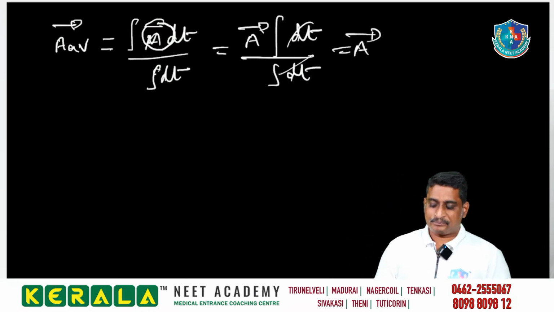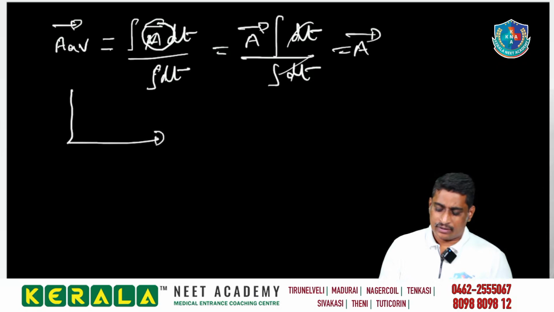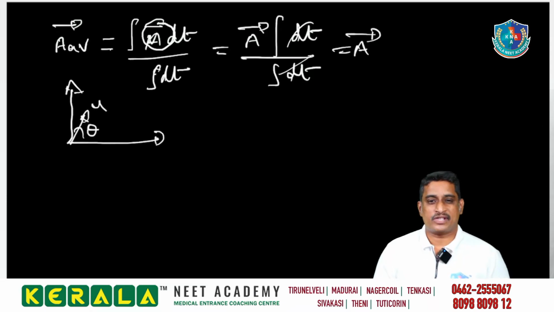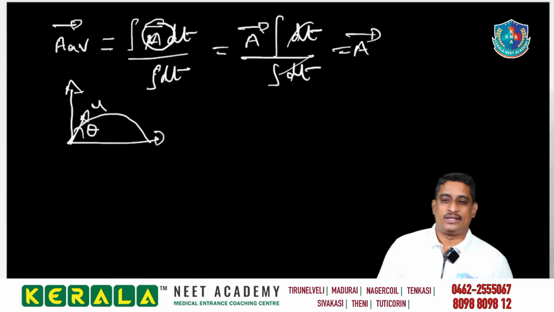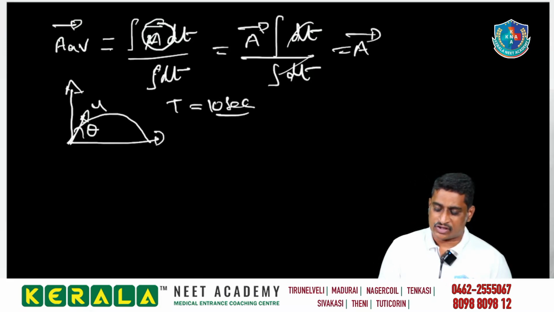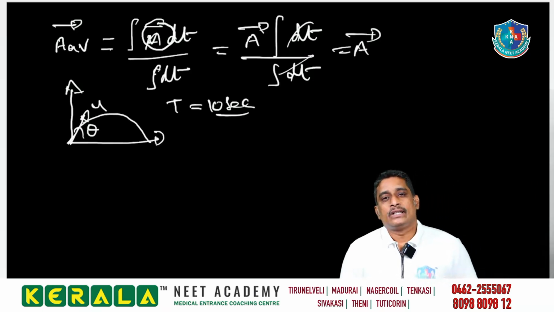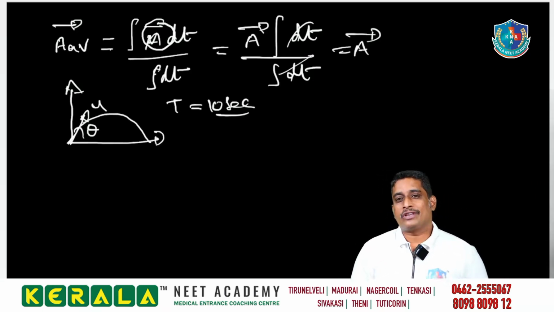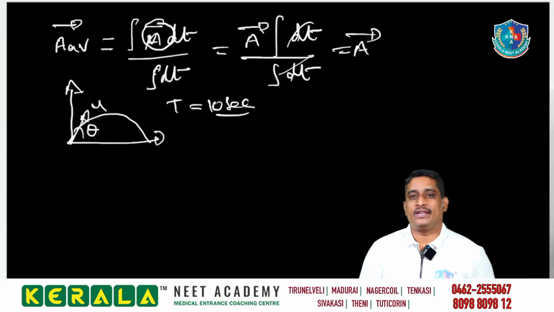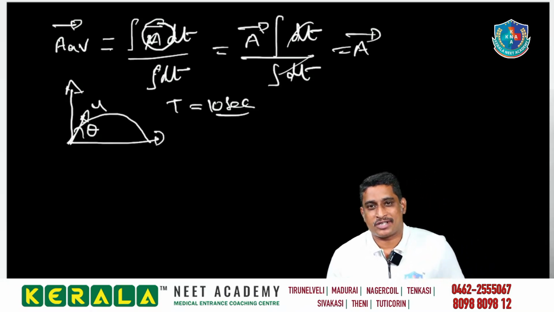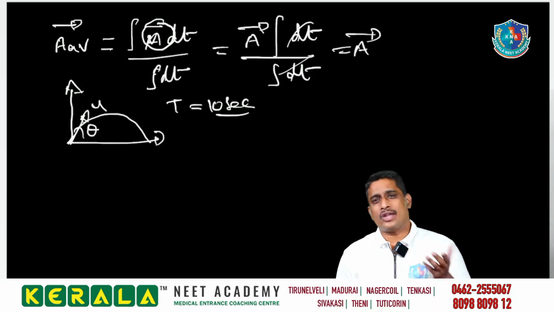Say for example, a particle is projected under gravity at an angle theta with the horizontal. Then we know that this particle moves along a parabolic path. Suppose the time of flight of this particle is, say for example, 10 seconds. And they are asking us to calculate the average acceleration of this projectile during a time interval from 3 seconds to 4 seconds. We know that as the particle is moving under gravity, the acceleration of the particle is nothing but acceleration due to gravity, which remains constant.